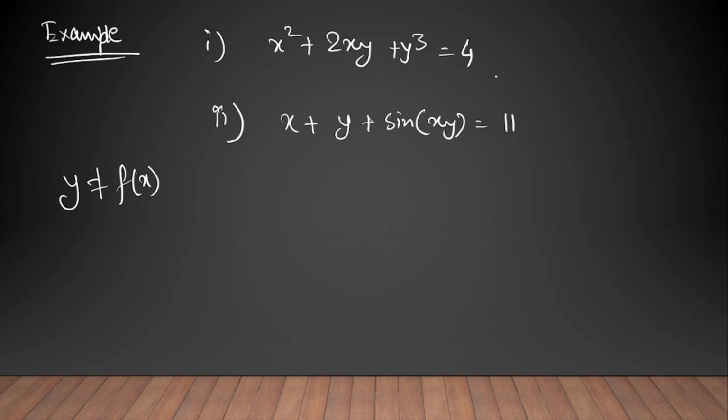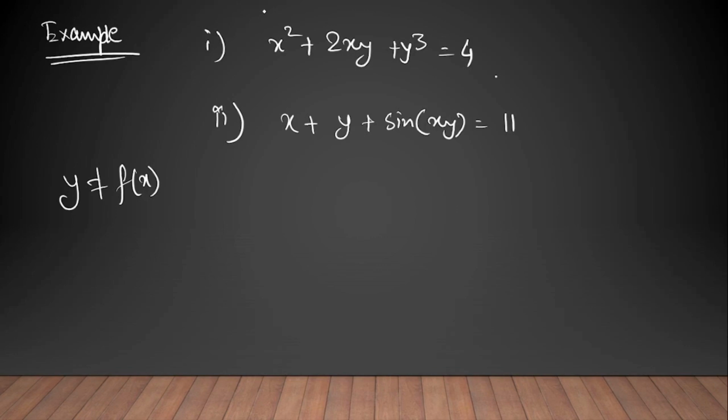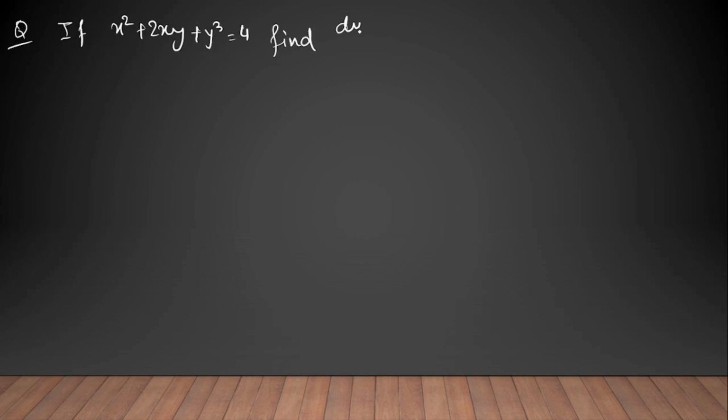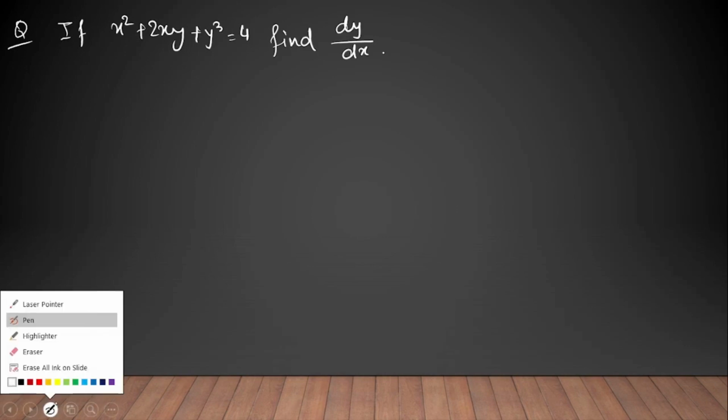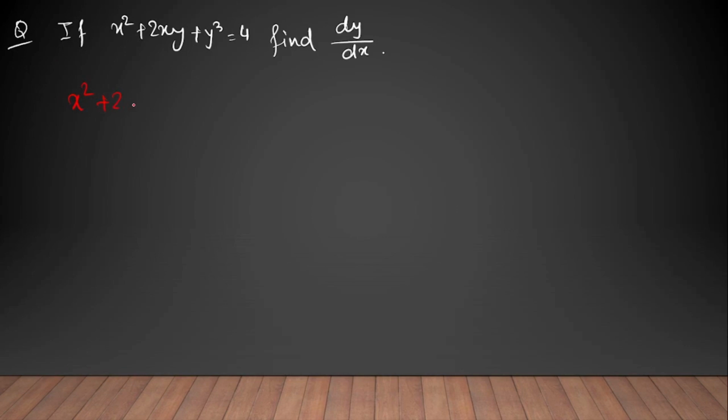Let's first solve a question. If x square plus 2xy plus y cube equals 4, which is example number 1, then find dy/dx. First, we take the derivative d/dx of the equation x square plus 2xy plus y cube equals 4 on both sides. The derivative of x square is 2x, the derivative of xy is x y dash plus y x dash, plus the derivative of y cube, which is 3y square into y dash, equals 0.